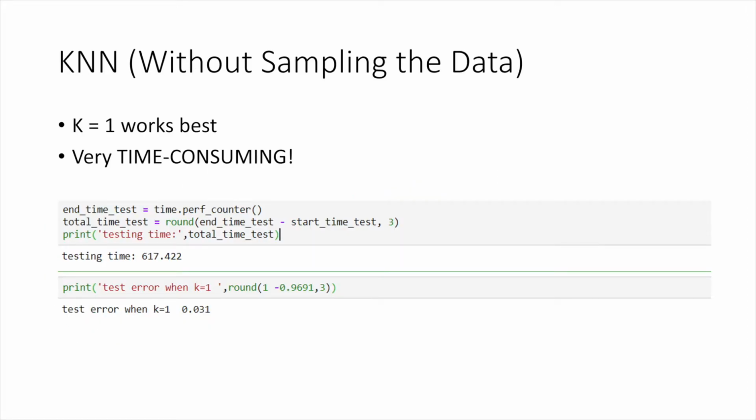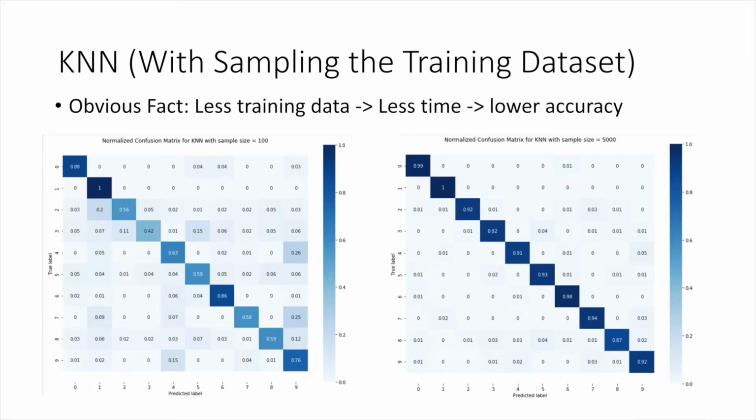The first method we have tried is the k-nearest neighbor classifier. Since the training data has a very high dimension, it takes lots of time to train a KNN model and predict the results. It turns out that k equals 1 works best. Though KNN gave us a pretty low error rate of 0.031, we will not consider using this method directly because it's very time-consuming.